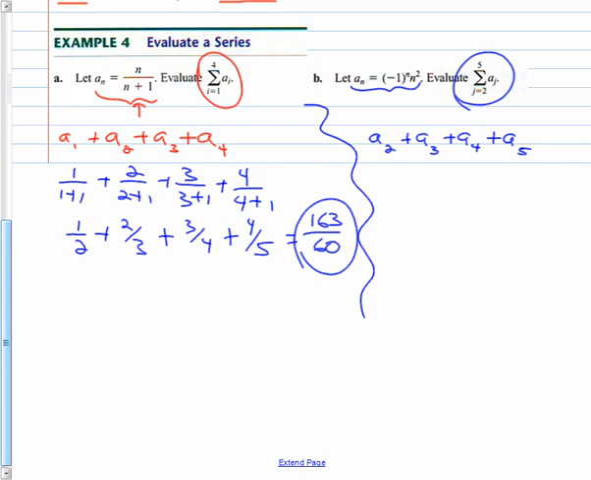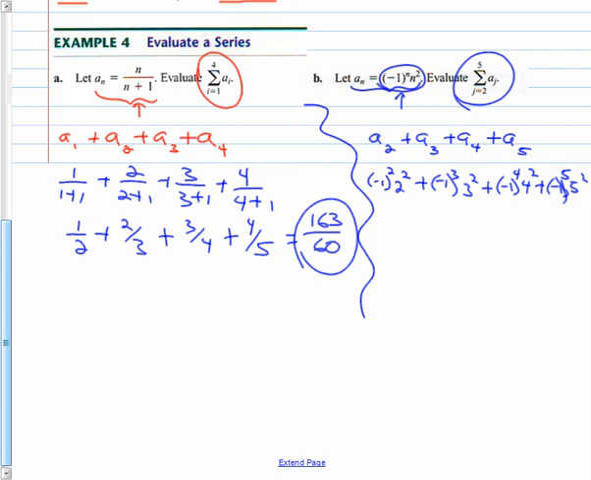To get this second term, I need to take -1 and square it, and then multiply it by 2 squared, plus. Now I'm getting my third term: I have a -1 that has to be cubed, and then it's times 3 squared. Then my fourth term, -1 to the fourth, and then it's 4 squared. And then it's -1 to the fifth, and it's 5 squared. Just substituting my different n numbers into this formula here. We can do this in our head.